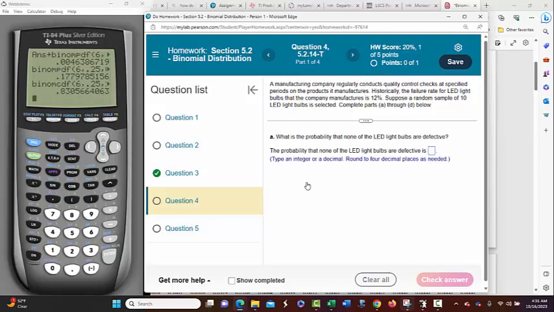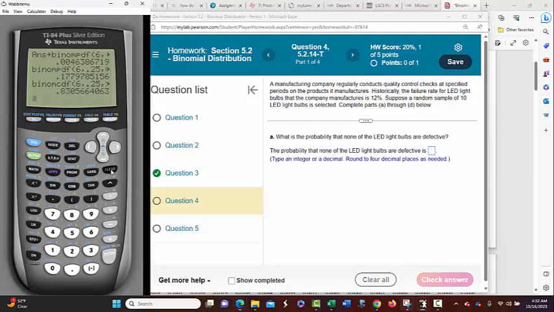So how about the next one? Light bulb failure, 12%. So your probability of success on any one trial is 0.12. Keep in mind, I mentioned this in the lecture, but when we talk about probability of success, that doesn't mean something is good or bad. It means whatever you're trying to measure in the problem. We are trying to measure defectives. So that's considered a success. So N is 10. So none are defective.